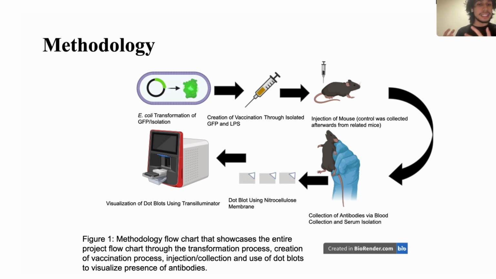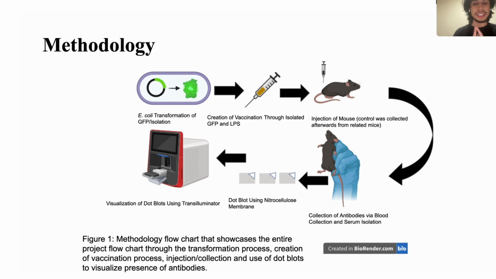We would then isolate the serum by letting our blood sit for 30 minutes, then centrifuge it afterwards and collect the serum, because this is what we needed in order to test the presence of our antibodies. So this is all handy dandy, but how would we actually visualize it and see if our presence of antibodies was actually there?